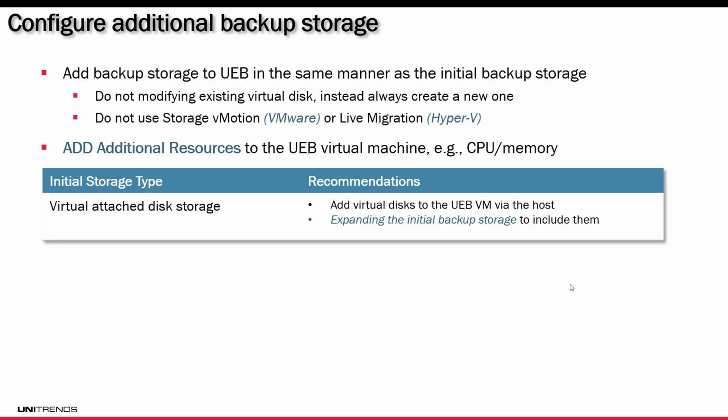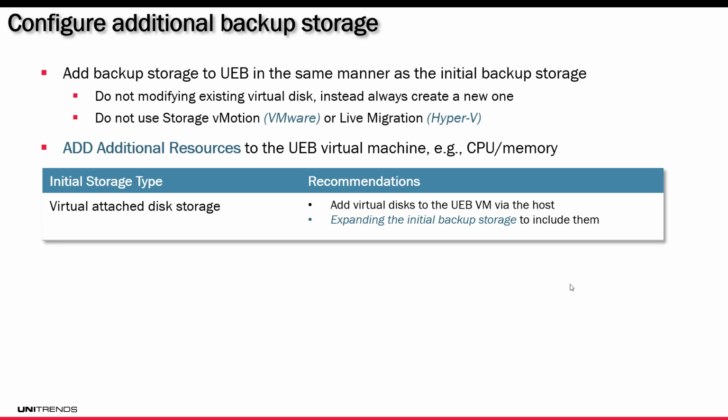For your initial storage type for your virtual attached disk, there are some recommendations down there. You want to make sure you add the virtual disk to the UEB VM via the host. Once again, you want to expand the initial backup storage through the UI to include that new disk that you just added to the host itself.